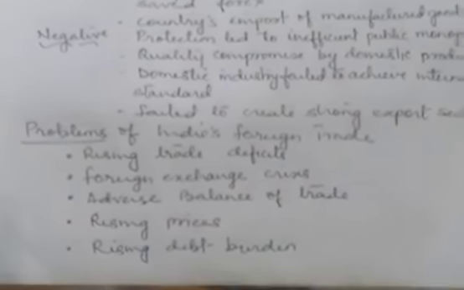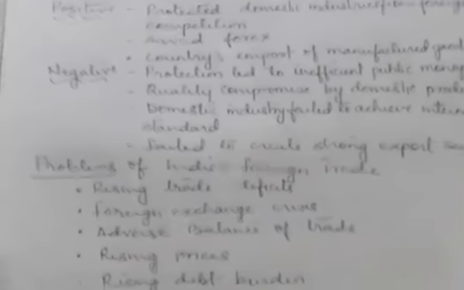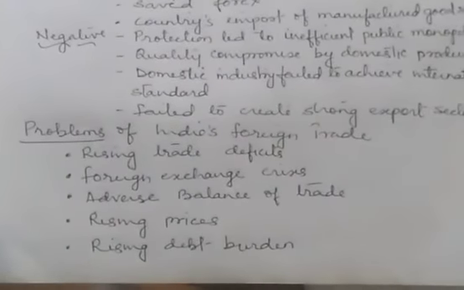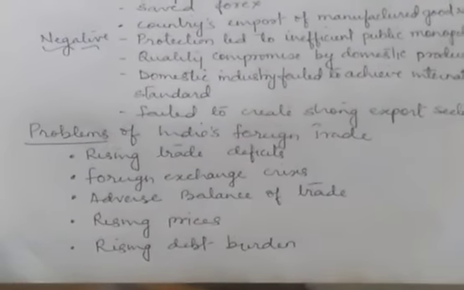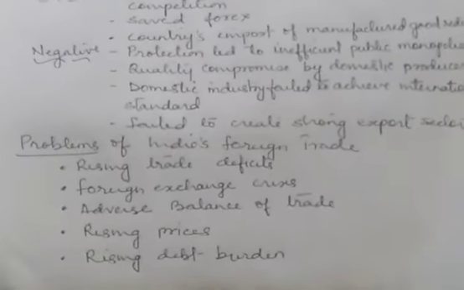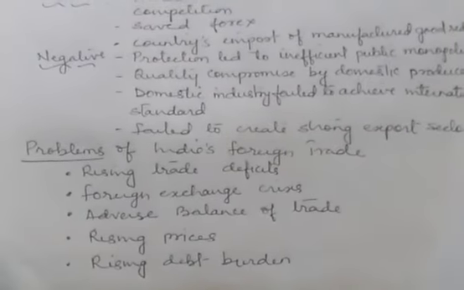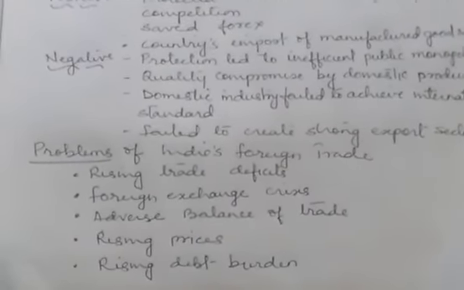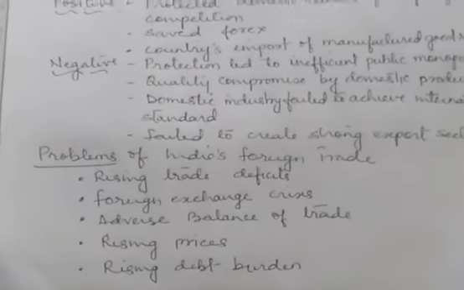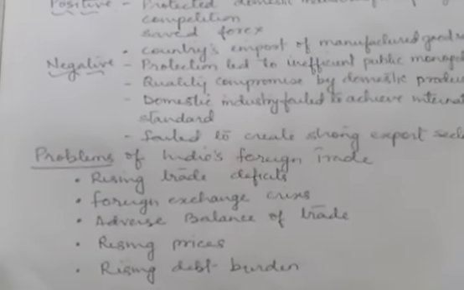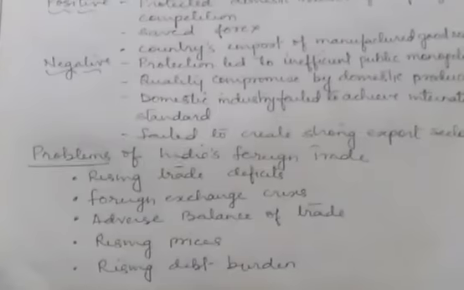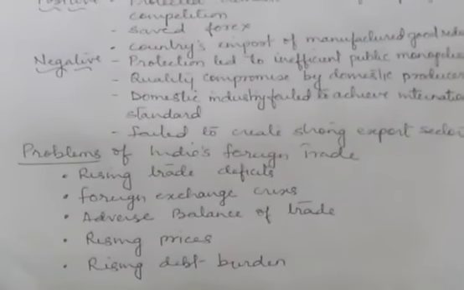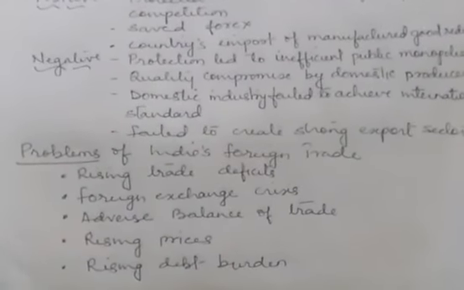Now, next topic is problems of Indian foreign trade. So the problems included, first of all, increased trade deficits. That means we were importing more even now, and exports were very, very low. So we had to pay more for our imports, due to which there was a foreign exchange crisis because we had to make the payment in their currency itself.